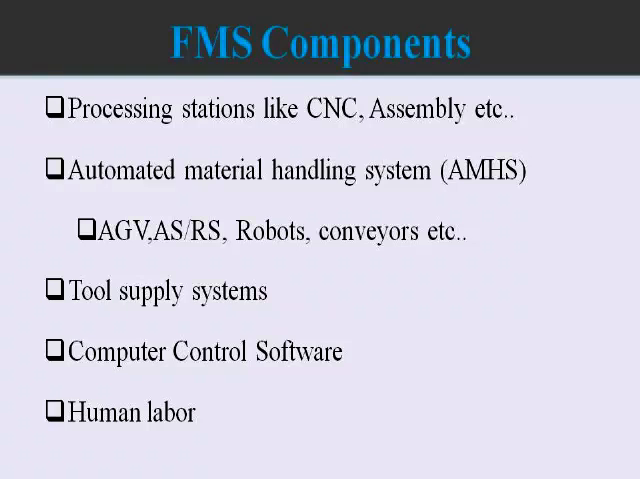All the machines must be connected by means of automated material handling systems. These may be different kinds of automatic conveyors, robots, AGVs, or sometimes ASRS, automated storage and retrieval systems. They are all used as automated material handling systems in FMS. We also need tool supply systems, computer control software and human labor. There is a role for human beings to play in an FMS situation.